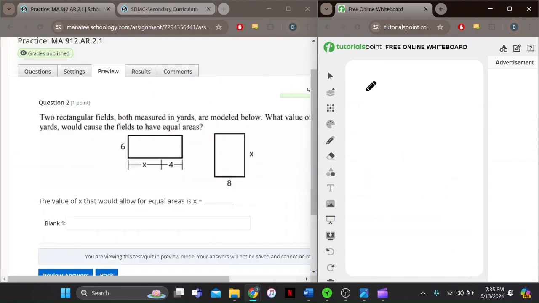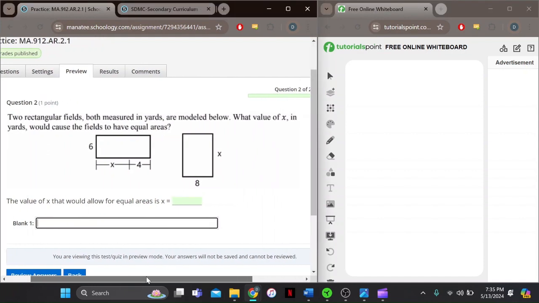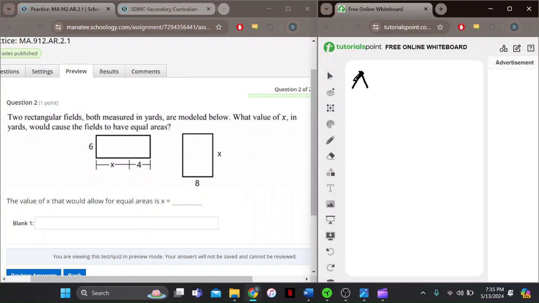Okay, we're on AR 2.1 problem 2. Now I have two rectangles right here, and it's saying that the fields have equal areas. So what value of x would make the fields equal? The one thing we know about rectangles is that area equals length times width. That is a L and a W, length times width.